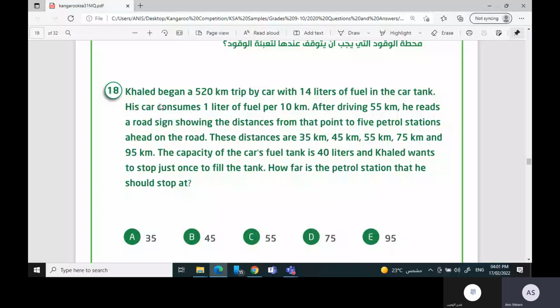So, as you all know, we have reached number 18. Of course, we are going to begin with reading the question, okay? Khaled began a 520 kilometer trip. So, of course, we're going to highlight everything we're going to use.